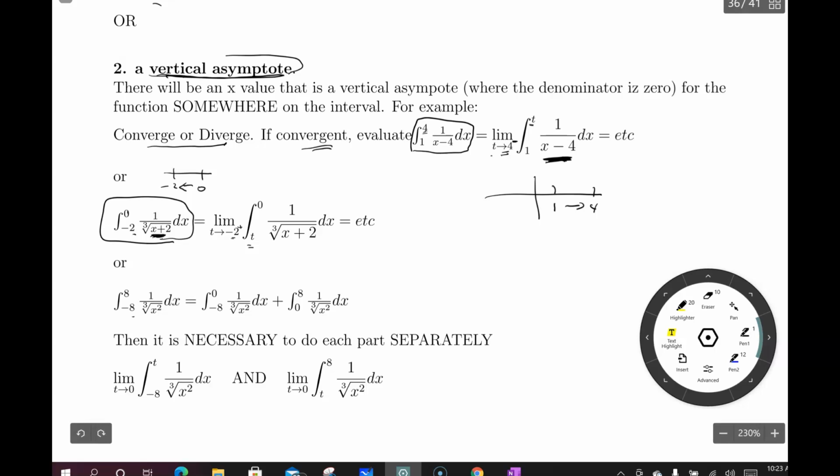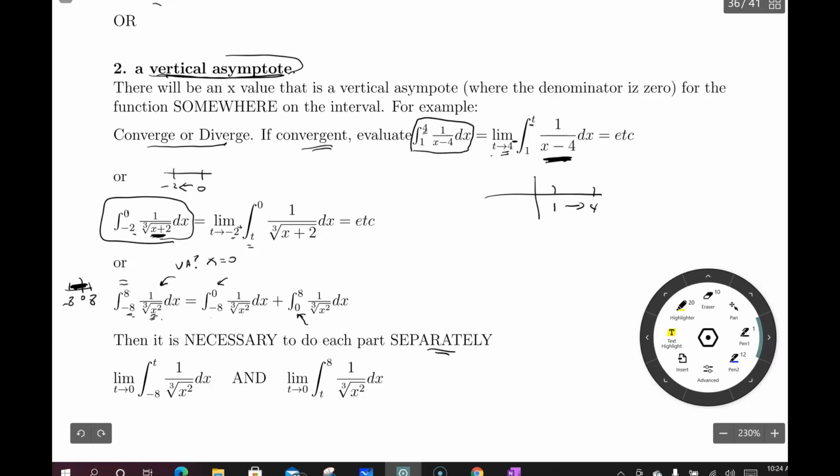Okay, this one I didn't make an example of, but let's finish it, but let's look at it. From -8 to 8 of this. Does -8 make the denominator 0? It does not. Does 8 make the denominator 0? It does not. Where does this have a vertical asymptote? At x equals 0. And if I'm looking in the interval between -8 and 8, isn't 0 in there? It is. So it's necessary to break it up at 0, where the vertical asymptote is, and then it's necessary to do both of these integrals separately.